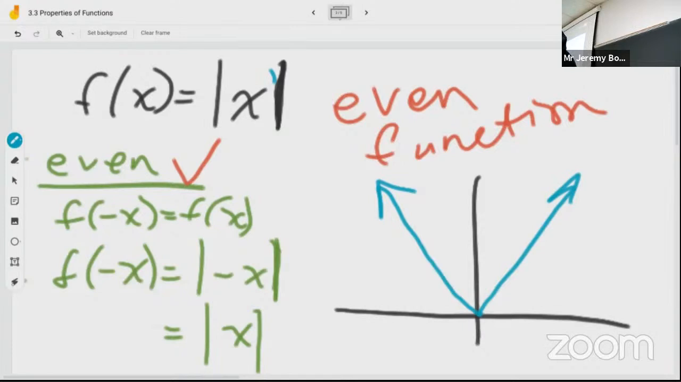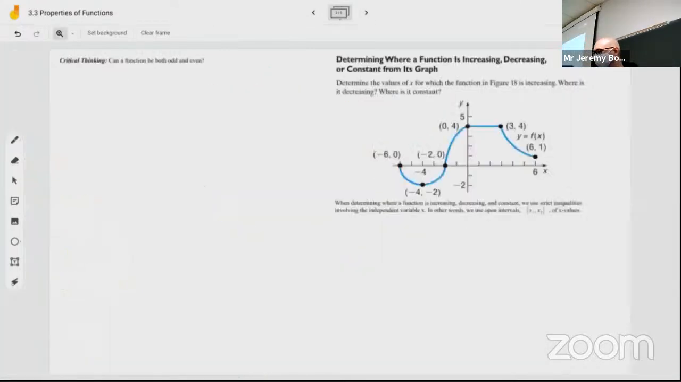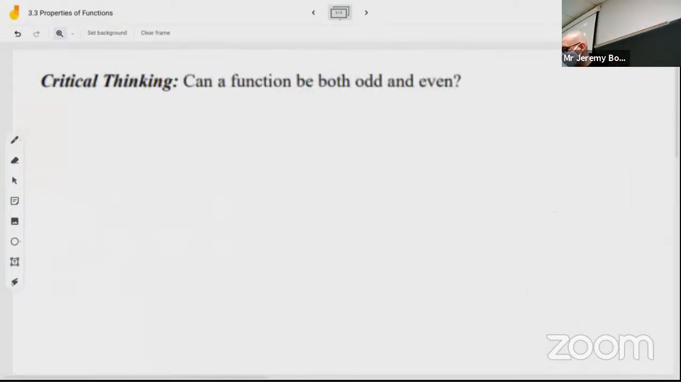Any questions on that? All right. We already talked about this next thing. I kind of brought it up before. Can a function be both even and odd?